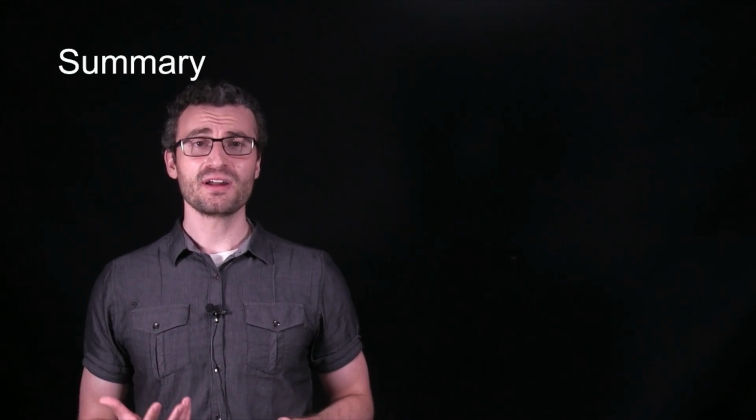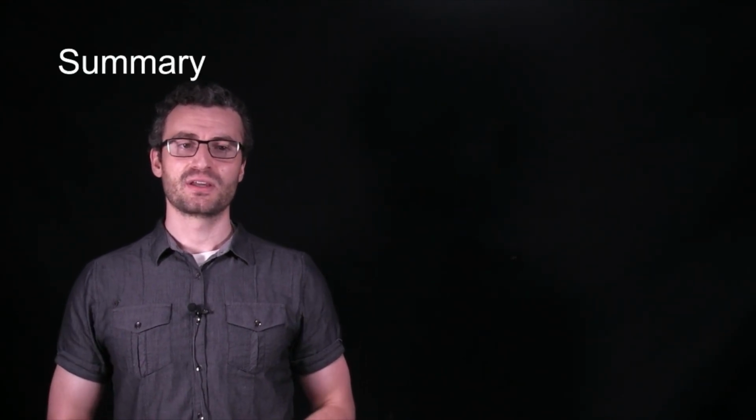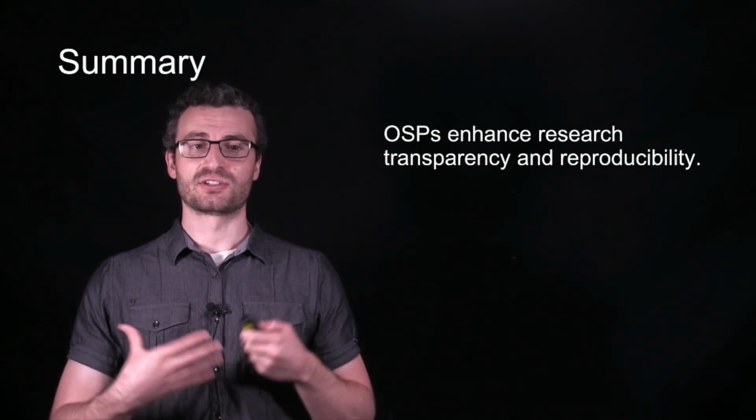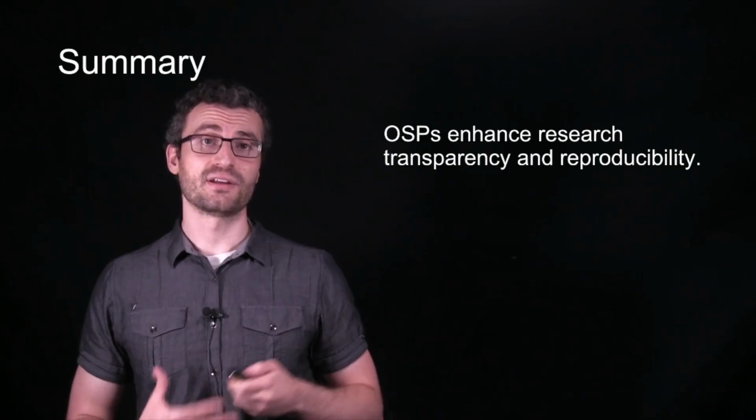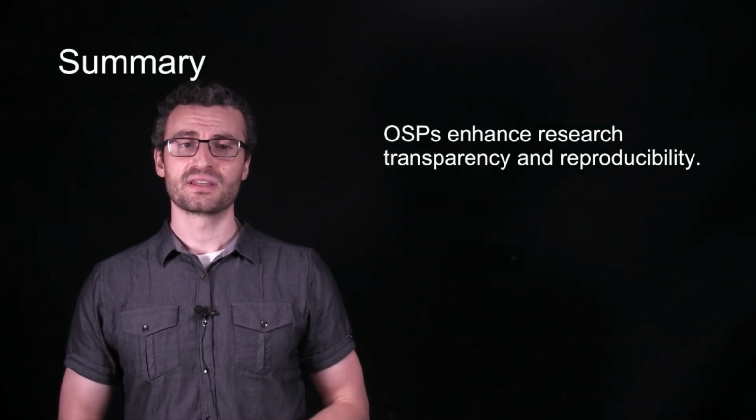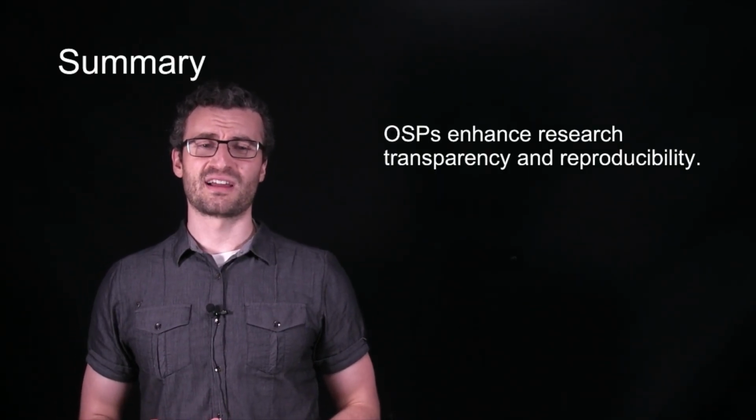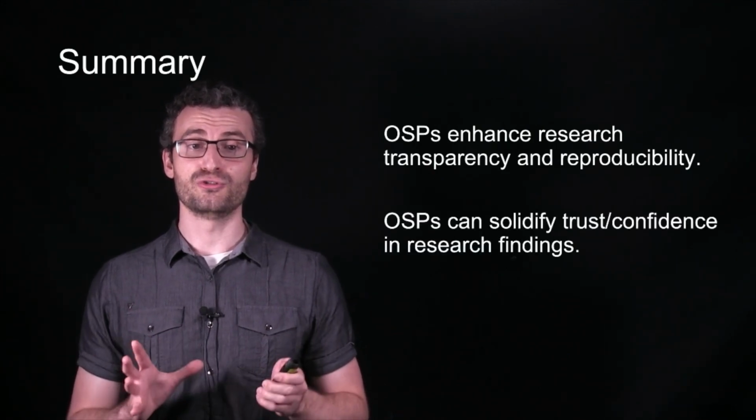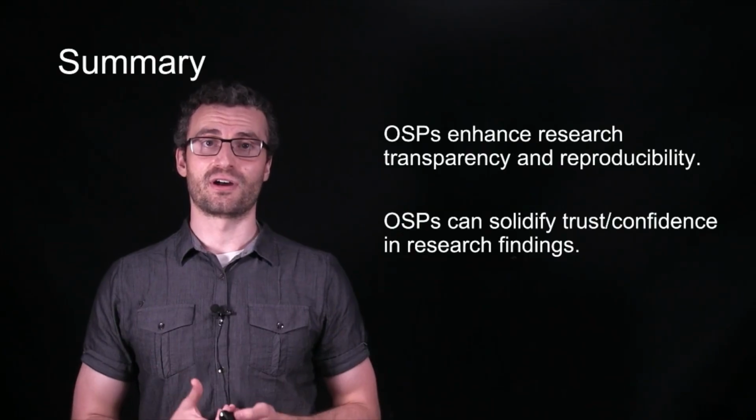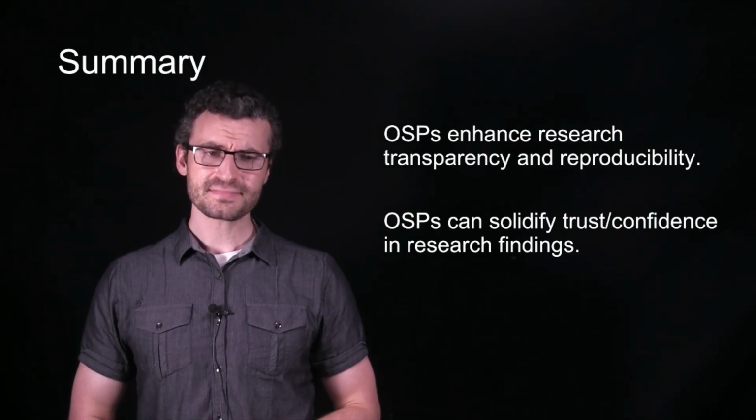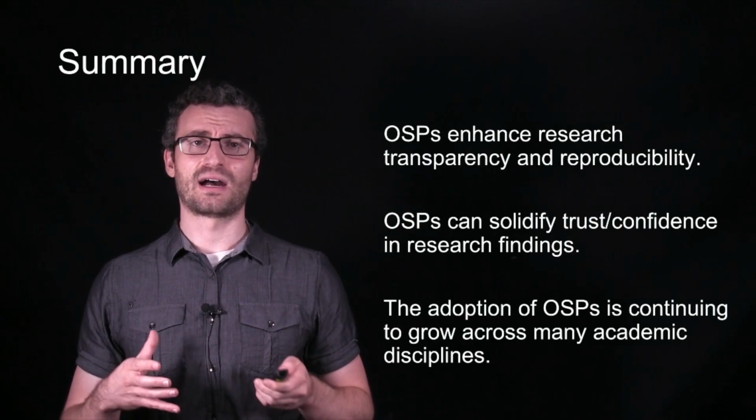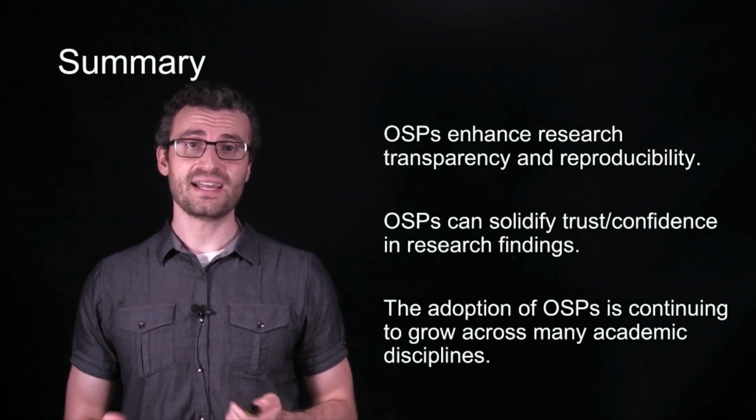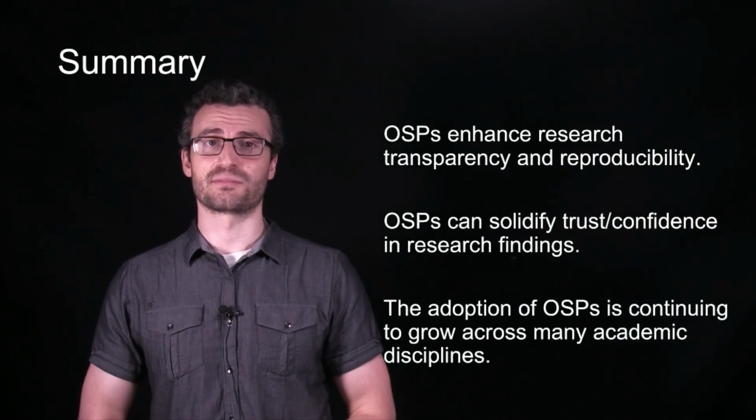Now, to summarize what we talked about in the video today, we first gave a definition of open science practices and talked about how they can enhance research transparency and reproducibility. We then moved on to talk about how these open science practices can also increase the confidence that we have in the conclusions that researcher studies find. And finally, we also talked about how the adoption of open science practices is continuing and it's growing across many academic disciplines and across researchers themselves.